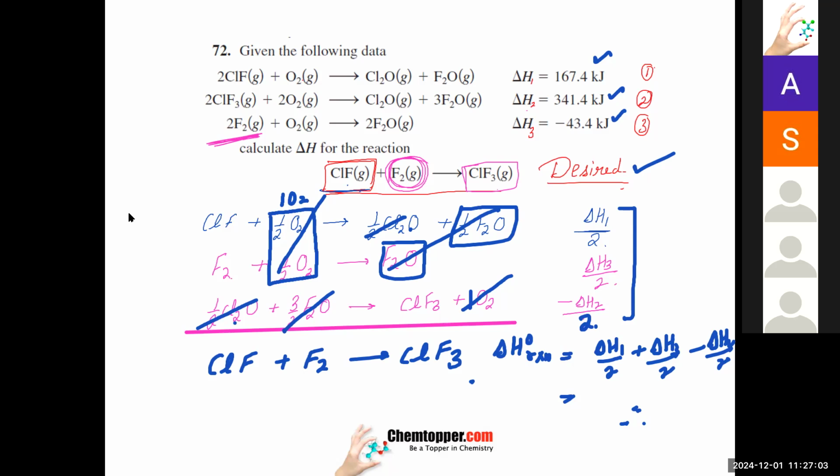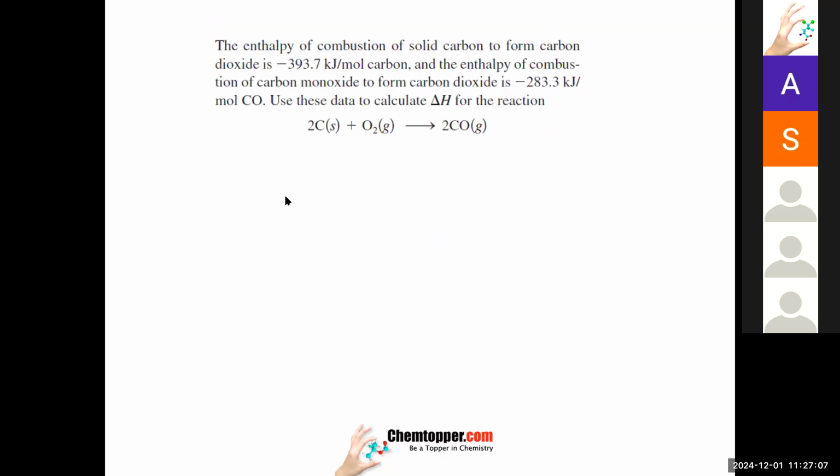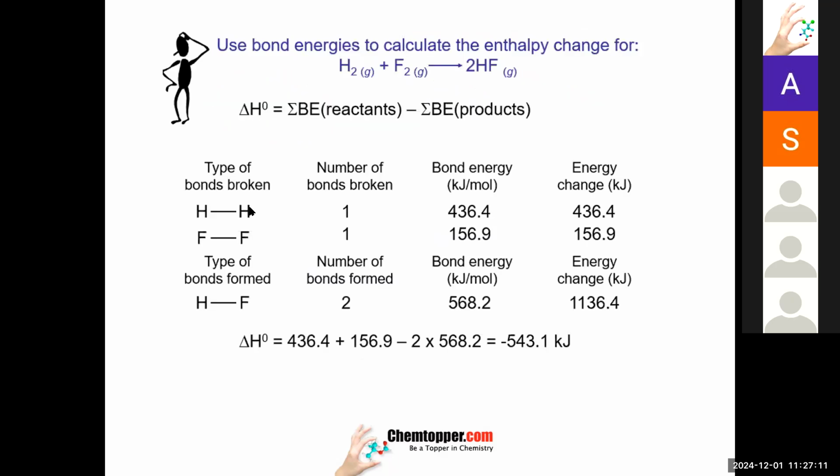You can see more questions. This is also based on Hess's law. I'll add a few more questions from the book. So come prepared.